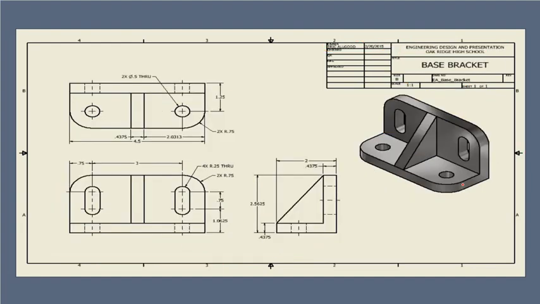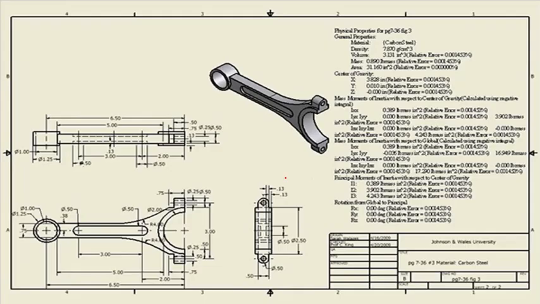Okay, on this same thing, this is the same person, title block, front, top, and right side view of a part, all fully dimensioned, all nice and laid out with an isometric view. Here's something that is a little bit more intricate. This is a piston for a car.